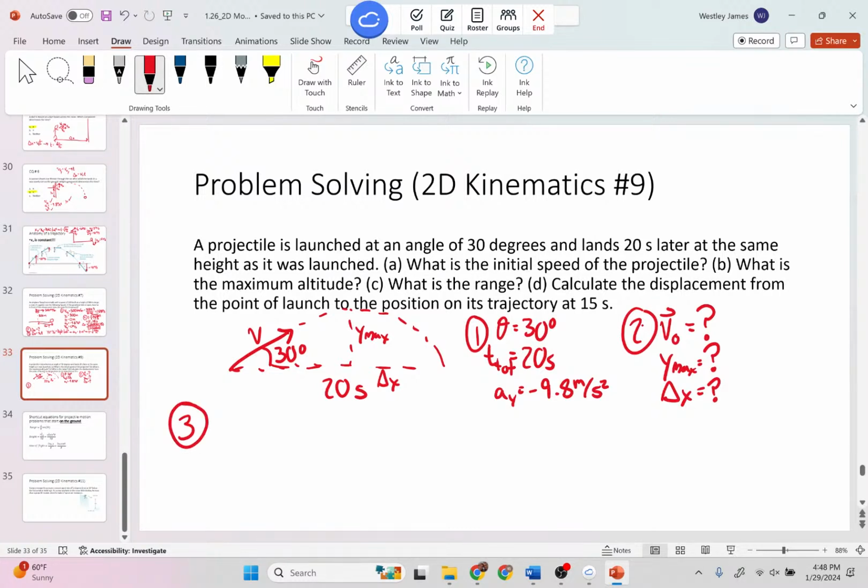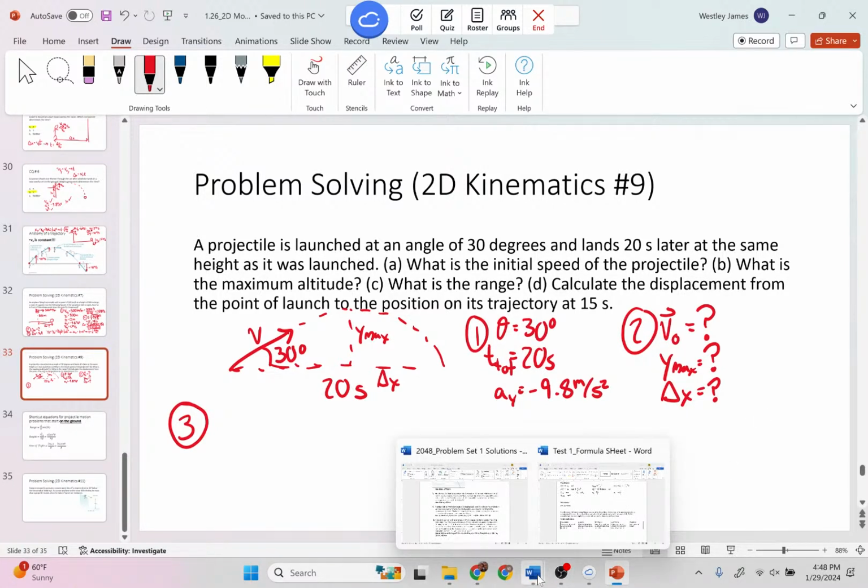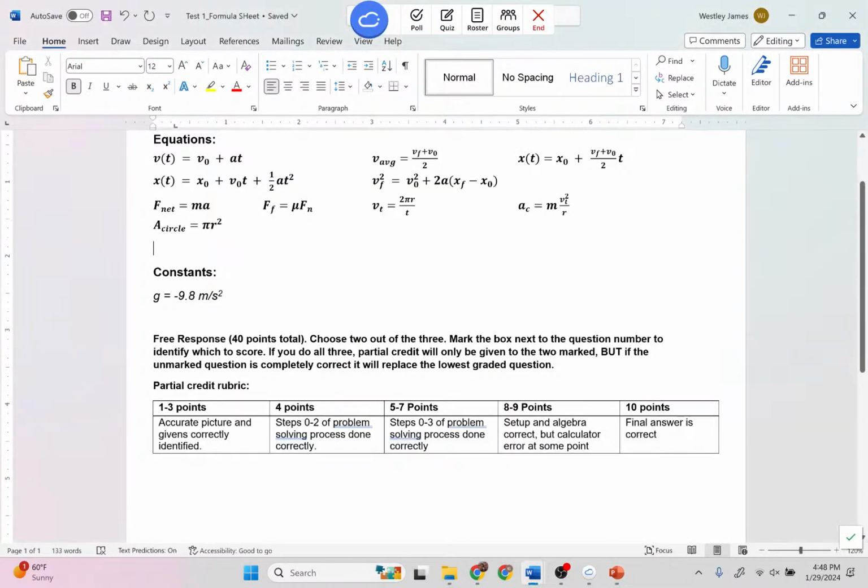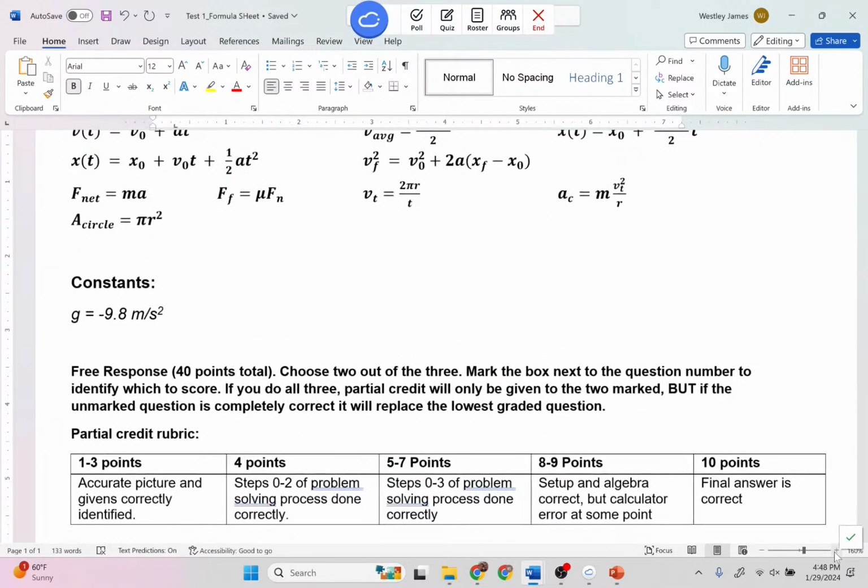If we look at our kinematics equations as is, there is no equation that's going to let you find things with just what we've written down. So let's look at our formula sheet. How nice. So let's see here. Remember, we're going to look in the x and the y component.